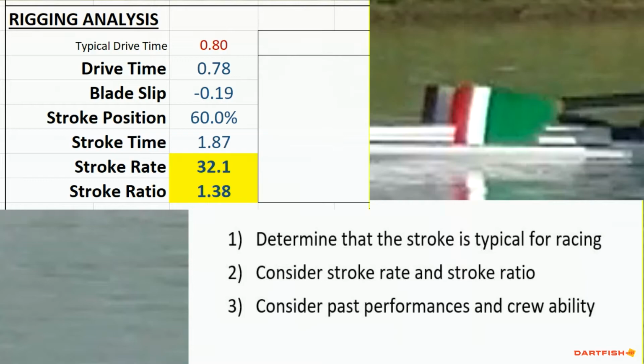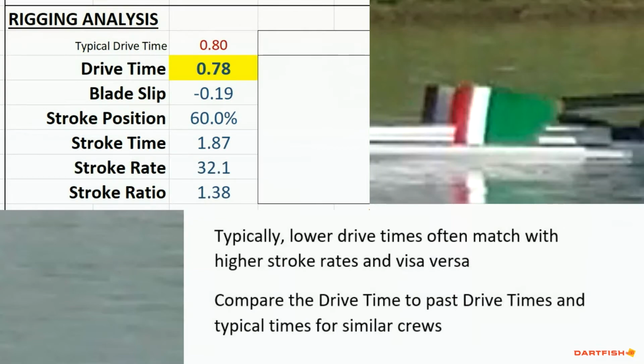Next, we look at the stroke rate and ratio together to determine that the stroke is typical for racing. Here we see the stroke rate at 32.1 strokes per minute, slightly lower than normal, and ratio is 1.38, slightly higher than normal. And it would appear this is a typical stroke for this sculler.